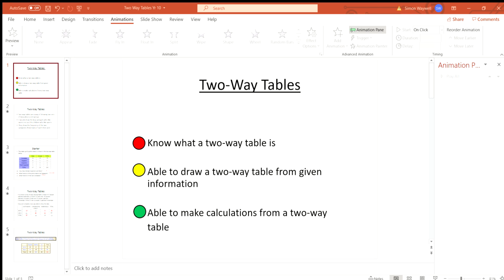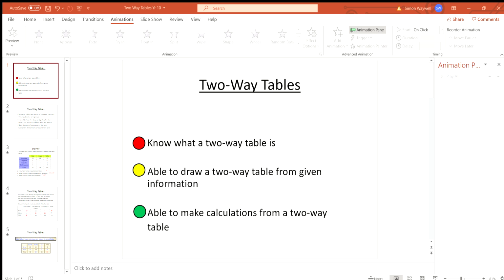So today we're looking at two-way tables. What we need to be able to do is, number one, know what they are. So I'm going to show you that now. Number two, we've got to be able to draw one or put the numbers into a table. And number three, we've got to be able to read them so that we can answer questions about them. So we're going to do all of those three things.